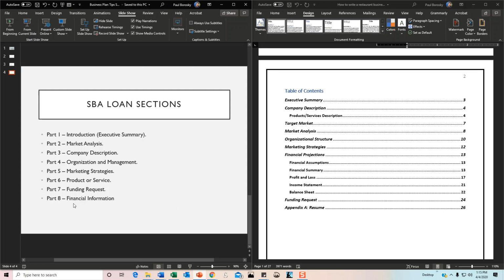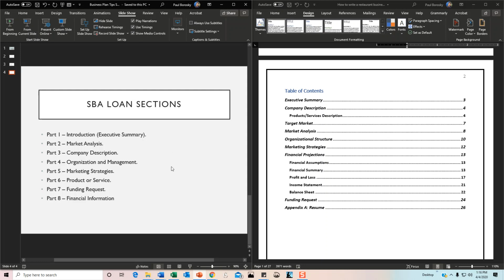And then the financial section, I put it right here, but I always break my financial section out into the assumptions, the financial summaries, the profit and loss, the income statement, and the balance sheet. The reason I break this out is because I want to show them up front what information is going to be provided in my financial section. So it's not just going to be my profit and loss, my income statement and my balance sheet. I'm going to explain how I came about all this information.